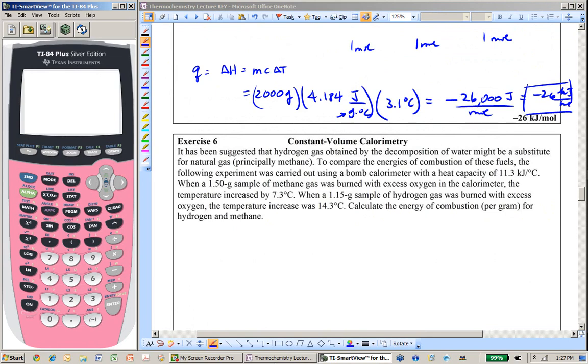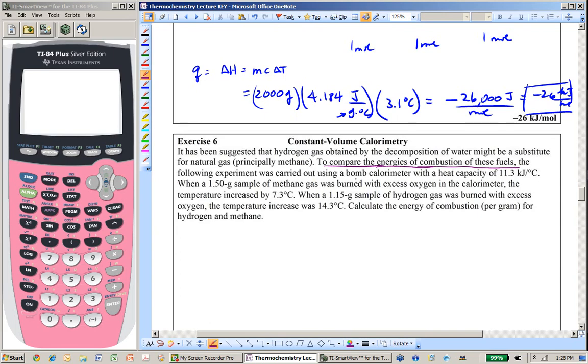So let's see what we have facing us next. Constant volume calorimetry. It has been suggested that hydrogen gas obtained by the decomposition of water might be a substitute for natural gas, which is principally methane. To compare the energies of combustion of these fuels. That's my goal. Compare the energies of combustion of these fuels.